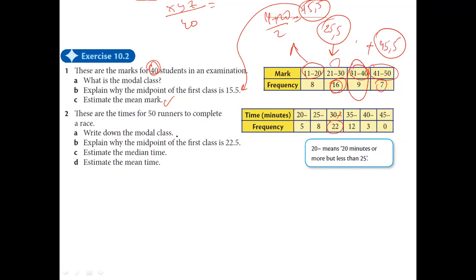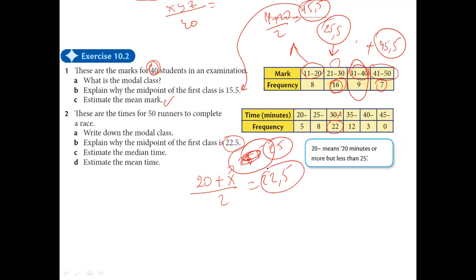Why? Because as you see here, the answer is given. If you want, we'll check it again. Explain why the midpoint of the first class is 22.5. How can I explain it? 20 plus the other number, divided by 2, you will find 22.5. Sorry, not 22.5, x is equal to 25. 25 plus 20 is 45. 45 over 2 is 22.5.